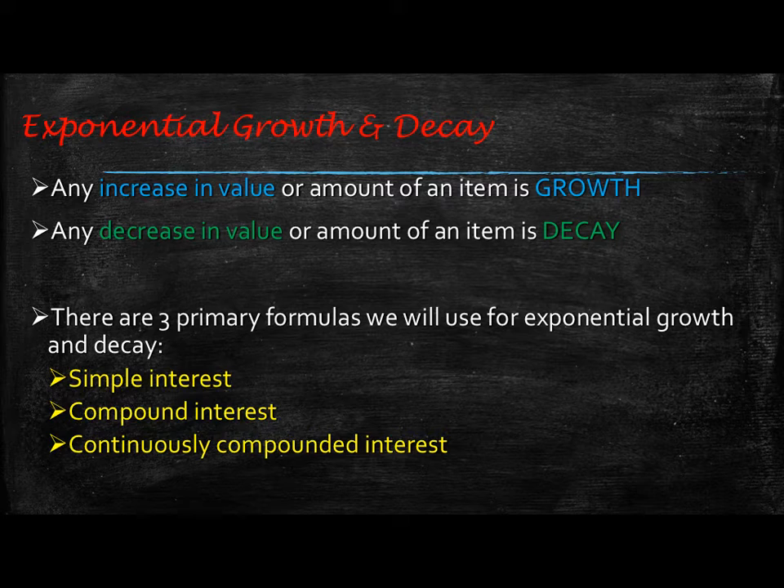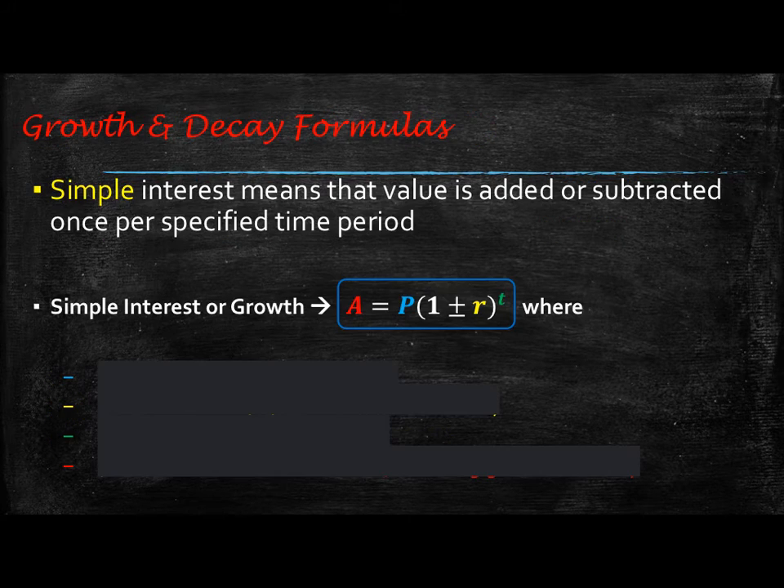We see that a lot, like when you buy a car, your car depreciates. Depreciates means that it loses its value at an exponential rate. There are three primary formulas that we're going to use for exponential growth and decay, and they are simple interest, compound interest, and then continuously compounded interest. You're going to see those words in the word problem, so you're going to know exactly which formula to use if you pay attention to those words.